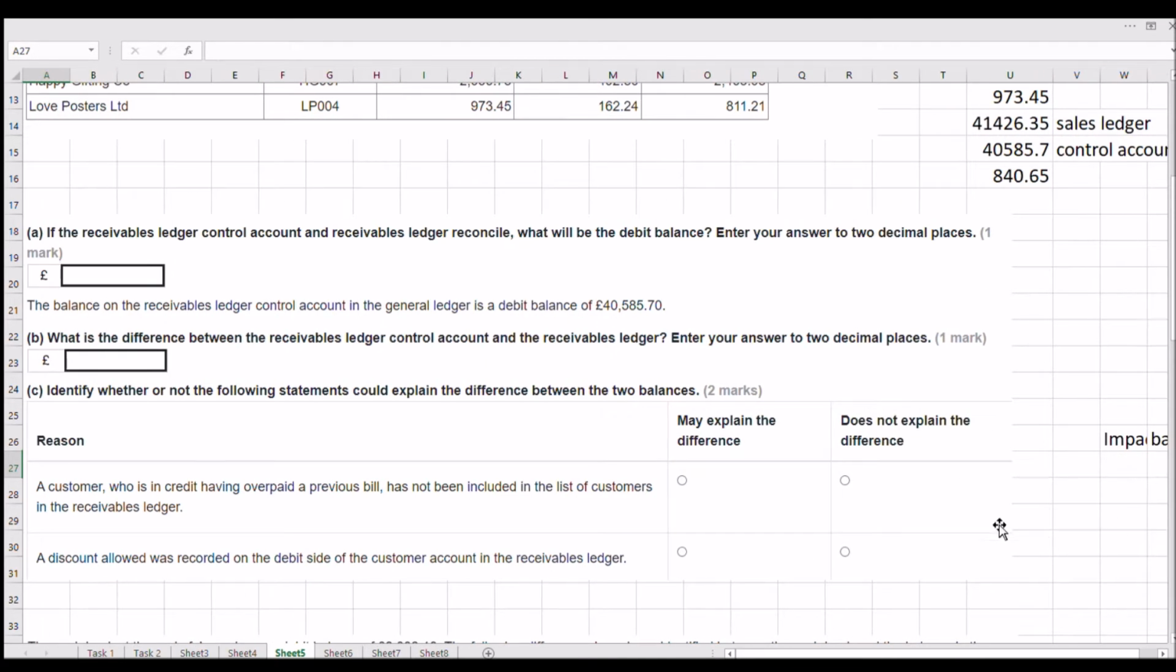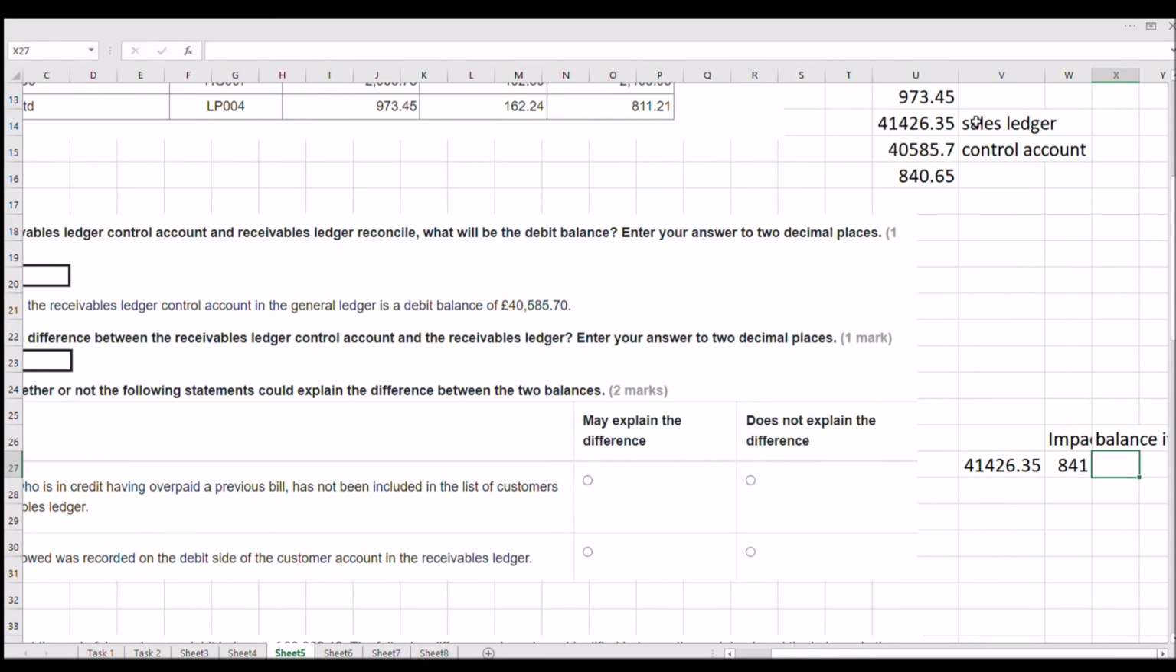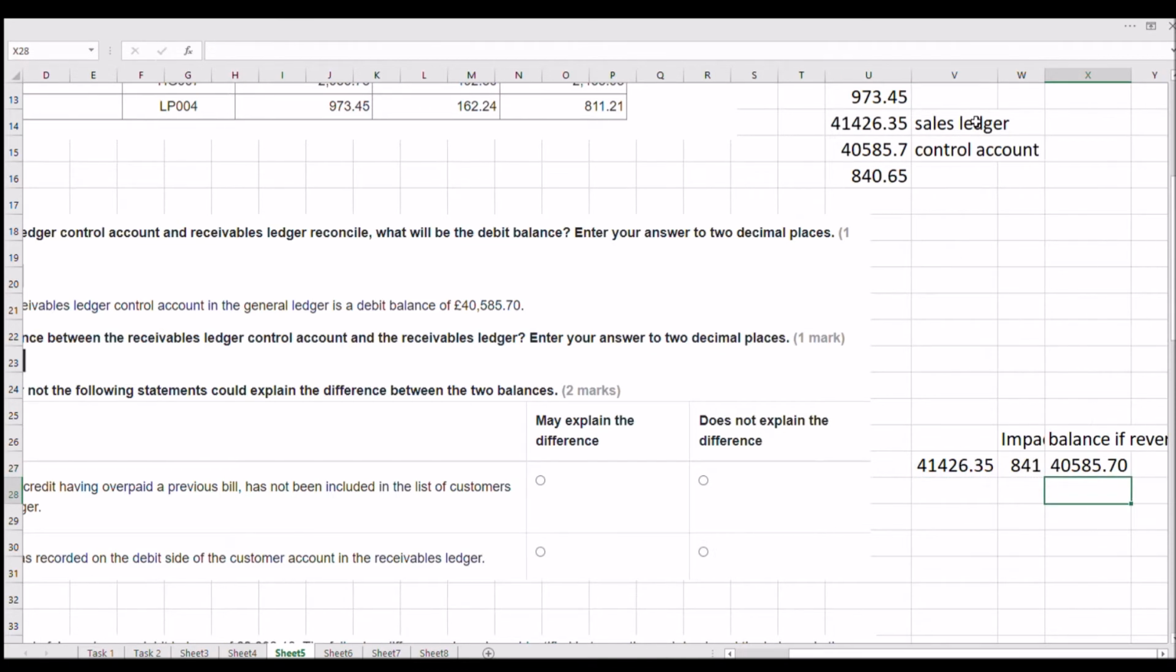In the first one, a customer who's in credit, having overpaid on a previous bill, has not been included in the list of customers. What we do is put an amount in there. That would be a credit, so the impact is that we've got a higher debit. You start off with the figure, then take that off it. We reverse this, minus that, and that gets us the figure. So that could be the answer, and that may explain the difference.